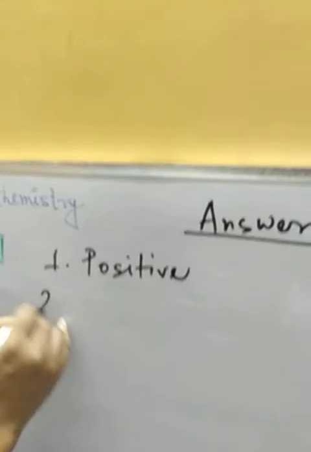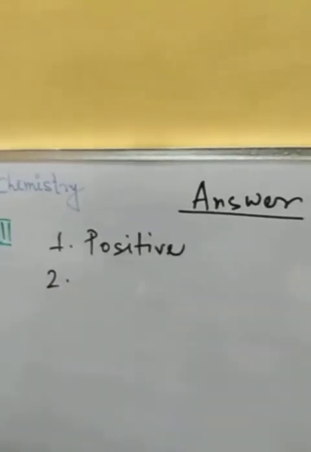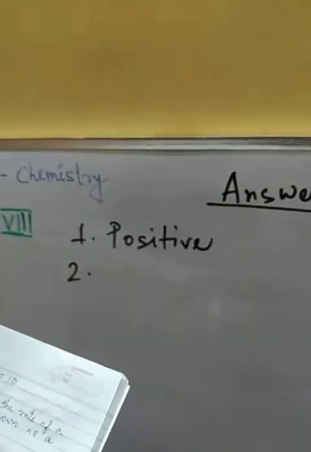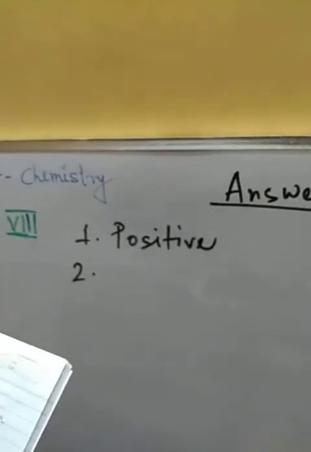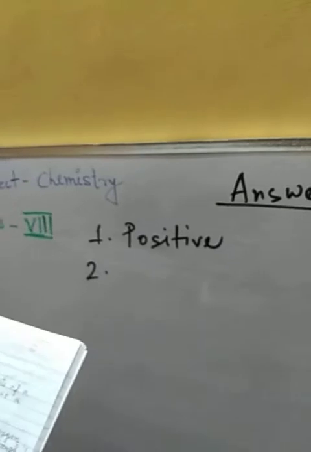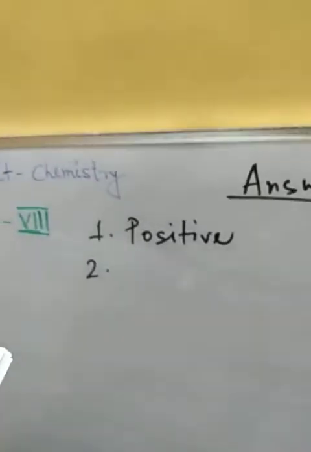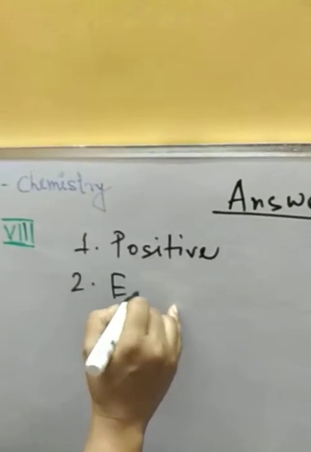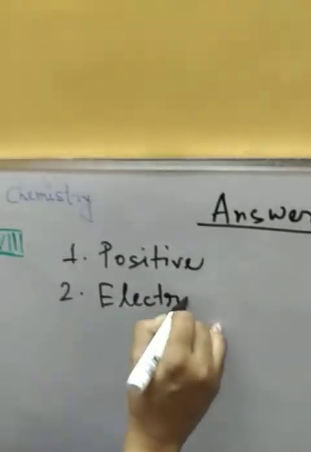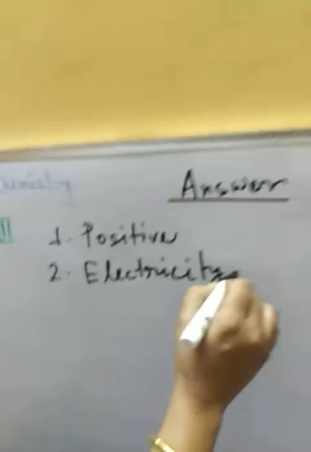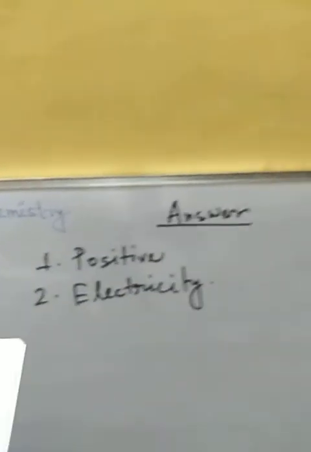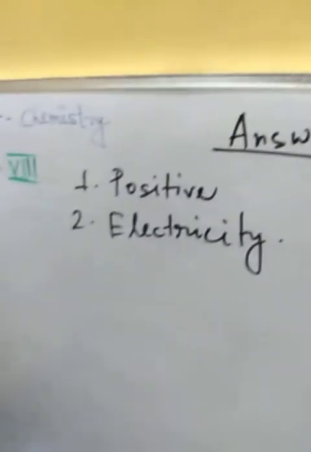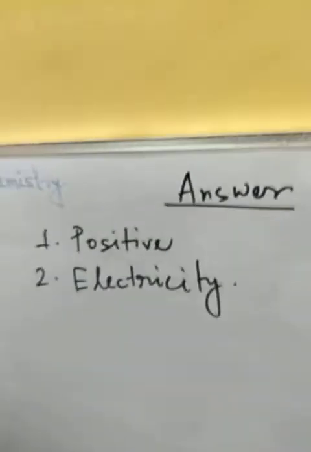Next, number 2. Water decomposes into hydrogen and oxygen gases when dash is passed through it. As for decomposition of water, you know this is an electrolysis process, so we need to pass electricity through this. So the answer will be electricity. When electricity is passed through it, water decomposes into hydrogen and oxygen gas.